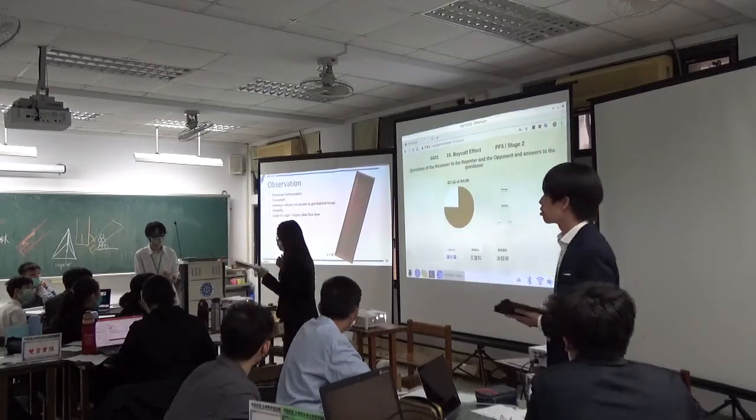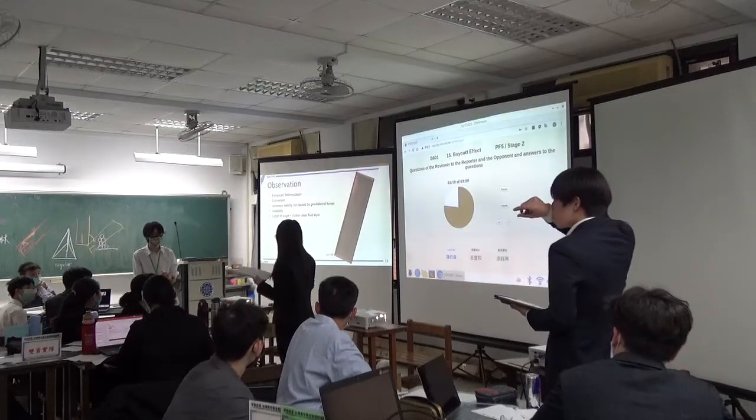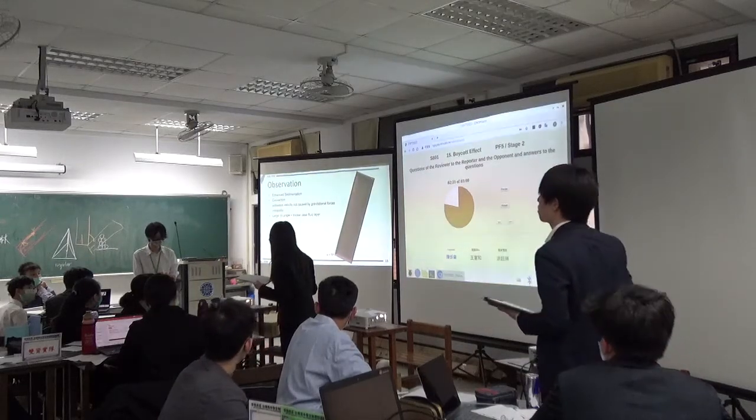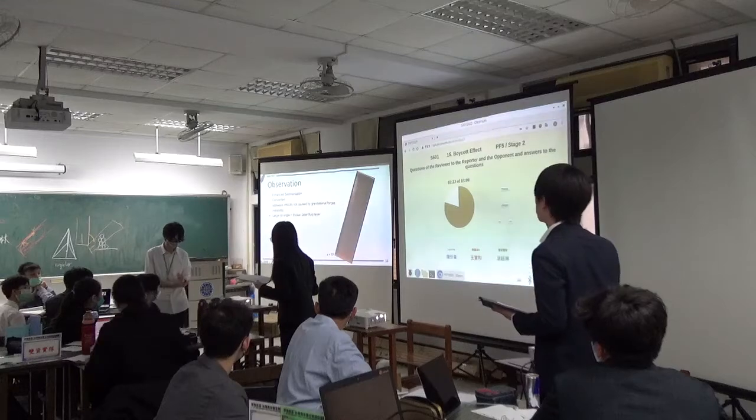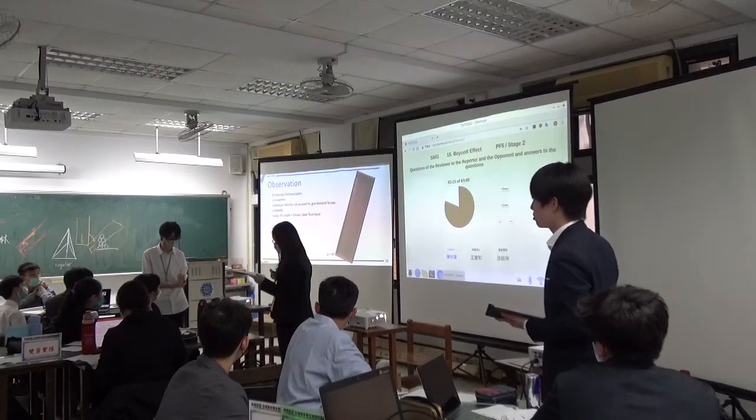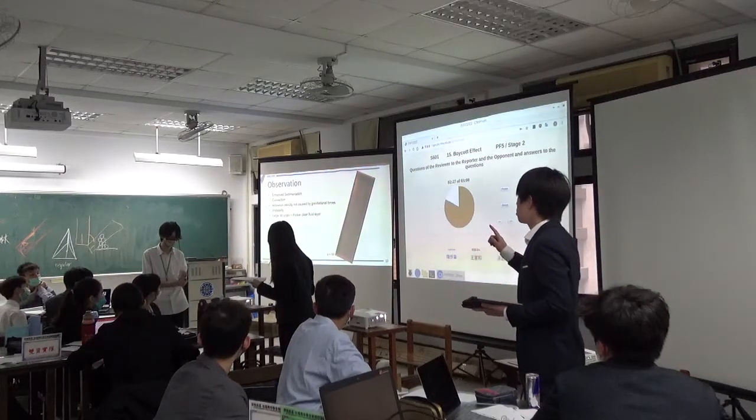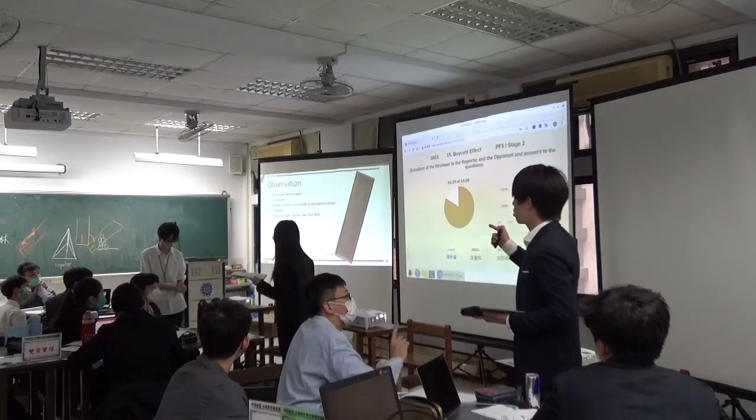And after the particles absorb water, the density will change, right? The density of the particles will change. No. The density of the particle will not change.